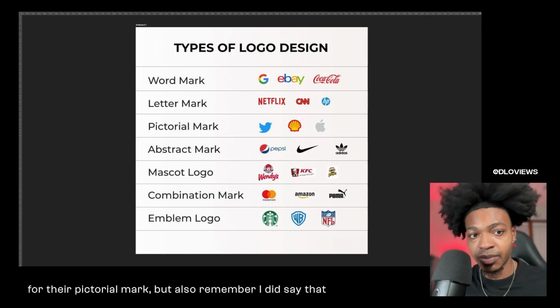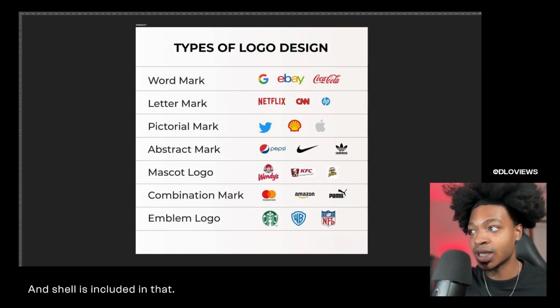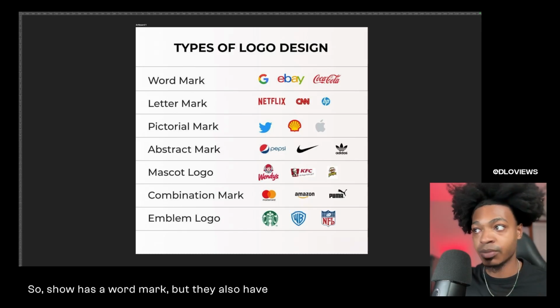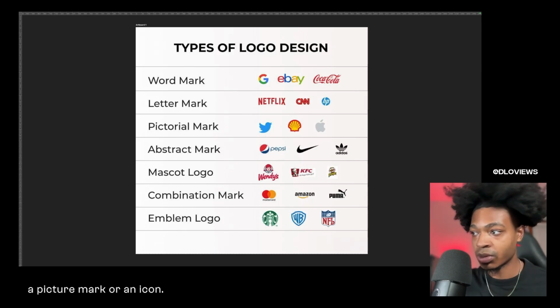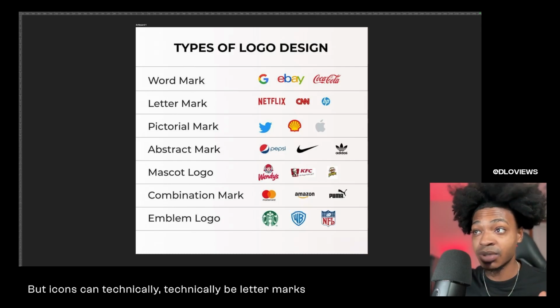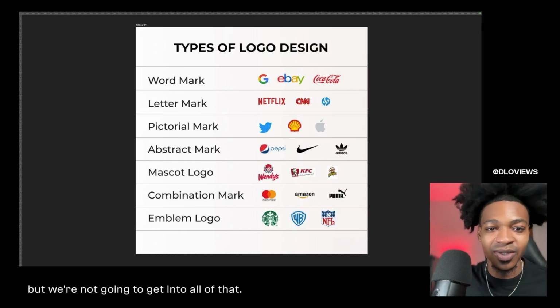But also remember, I did say that most of these companies do have more than one logo, and Shell is included in that. So Shell has a word mark, but they also have a pictorial mark or an icon. But icons can technically be letter marks or pictorial marks or abstract marks. But we're not going to get into all of that.